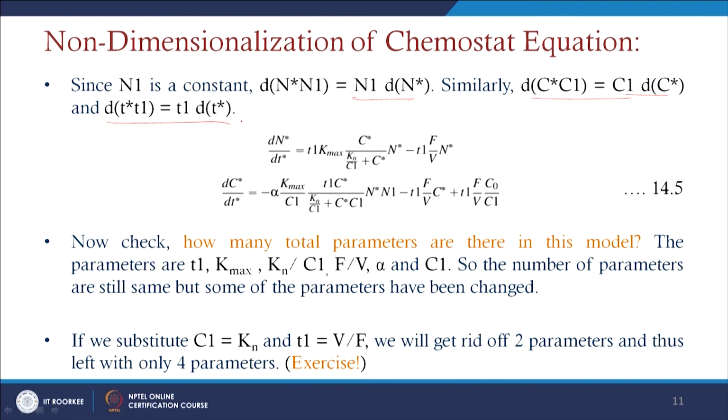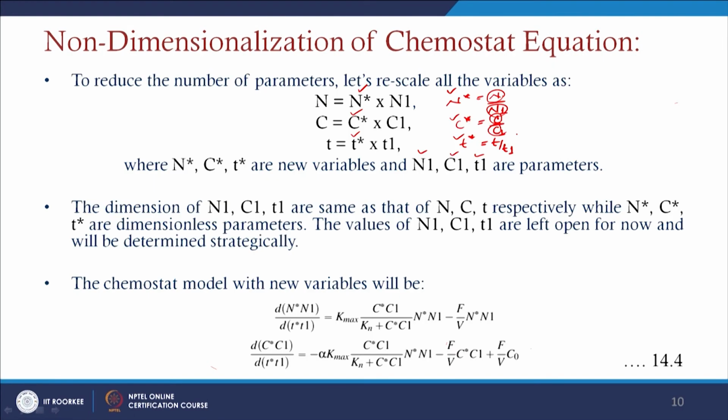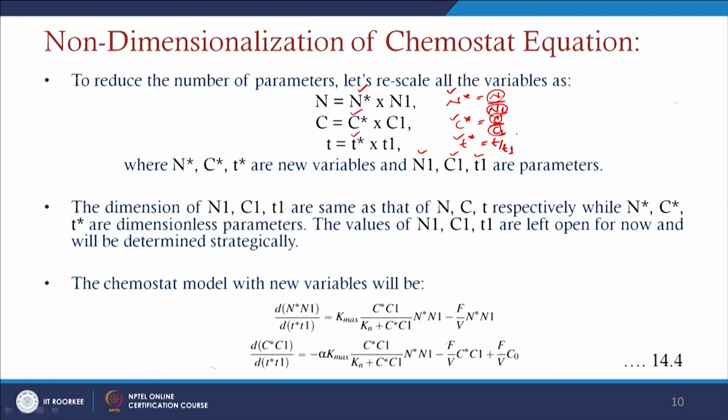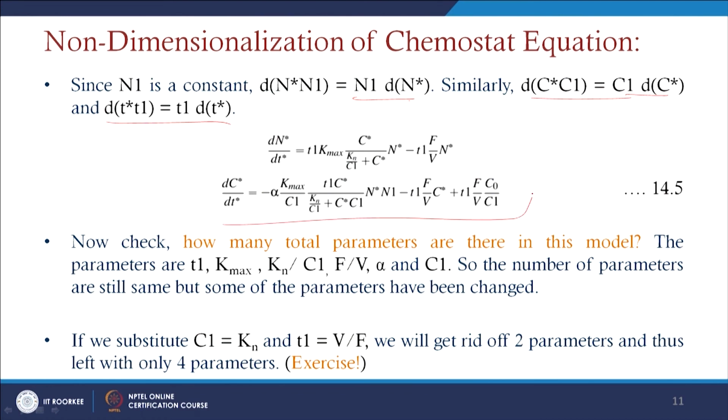After putting all these terms, finally this equation will be reduced to the form d n star by d t star. Here n 1 and t 1 have been taken out, and obviously they can be multiplied on the right hand side as t 1 by n 1, so n 1 gets cancelled out and t 1 is multiplied there. Similarly, in the second equation, we multiply by t 1 by c 1, so c 1 cancels out, and t 1 is multiplied here. So t 1 can be multiplied here, t 1 can be multiplied here, and c 1 will obviously be there. So this is the complete factor you can get.